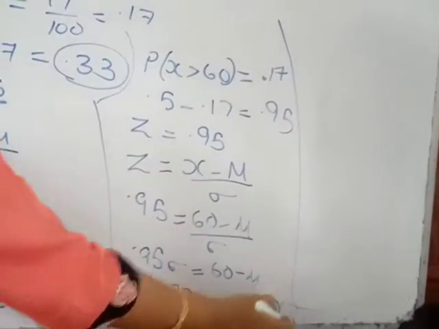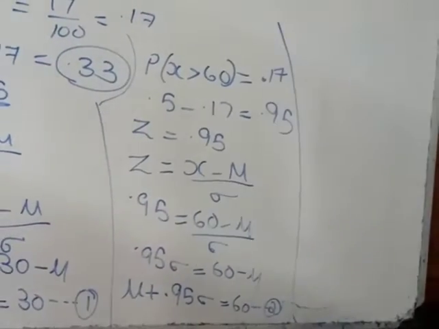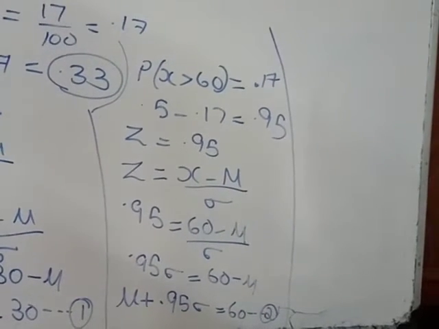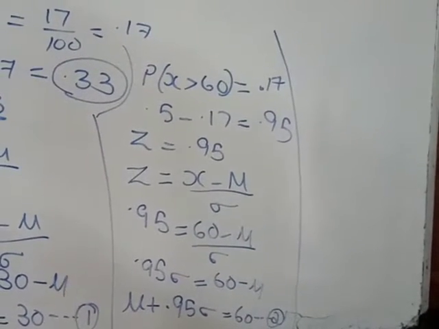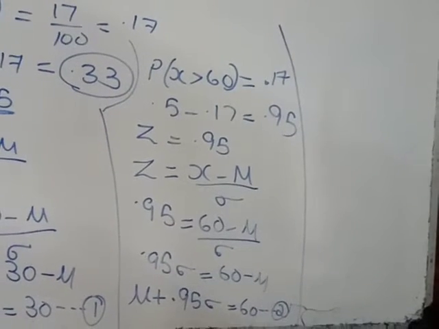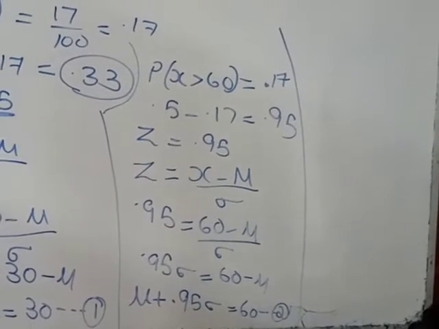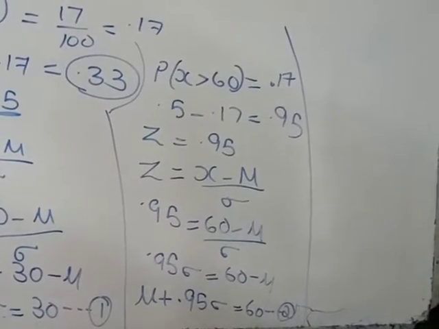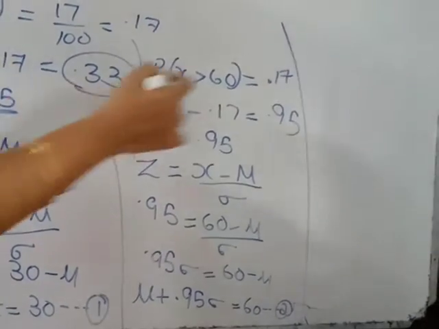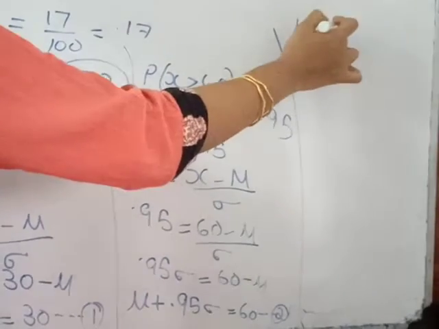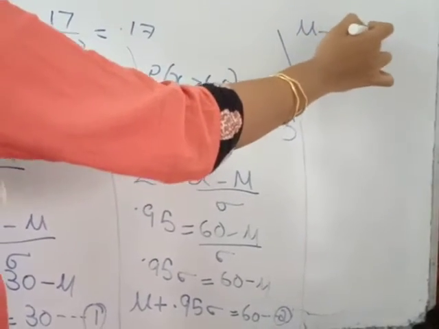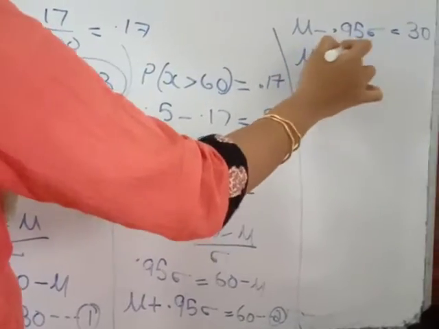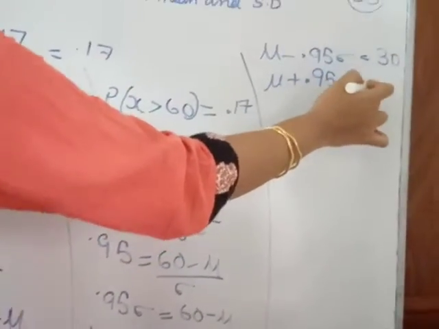Now, what do we have to calculate? Mu and sigma, and we got two equations, right? In terms of mu and sigma, just as we did equation solving to find the x and y solutions. The unknown variables over here are mu and sigma. So solve the two equations 1 and 2. What will be the result? The first equation was mu minus 0.95 sigma is equal to 30, and the second equation is mu plus 0.95 sigma is equal to 60.